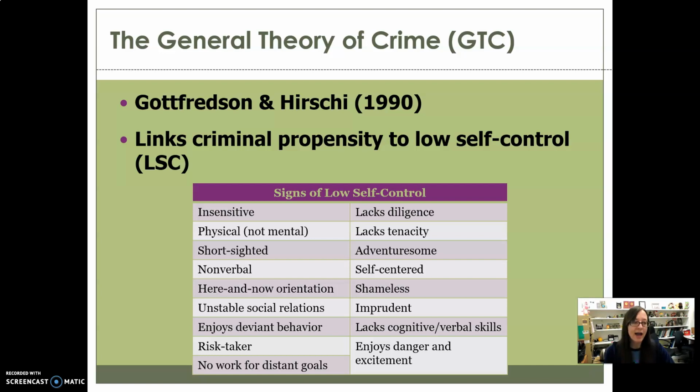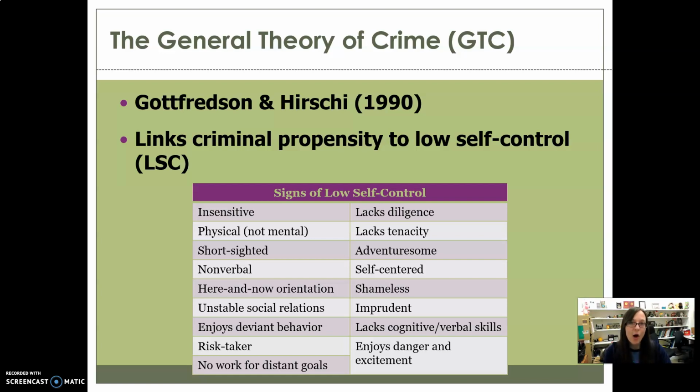And then they lack diligence, so they can't work towards something. They lack tenacity, which is basically being persistent and stubborn. If you lack that, then you don't stick with things like long-term goals. They are more adventuresome. They're more self-centered, so it's about what they can get. They're shameless and imprudent, which basically means that they're lacking discretion. They're not cautious. They're more rash in their decision-making. They also lack cognitive and verbal skills, which relates to not being able to communicate and develop long-term goals. And they enjoy danger and excitement. So again, there's that enjoyment factor.